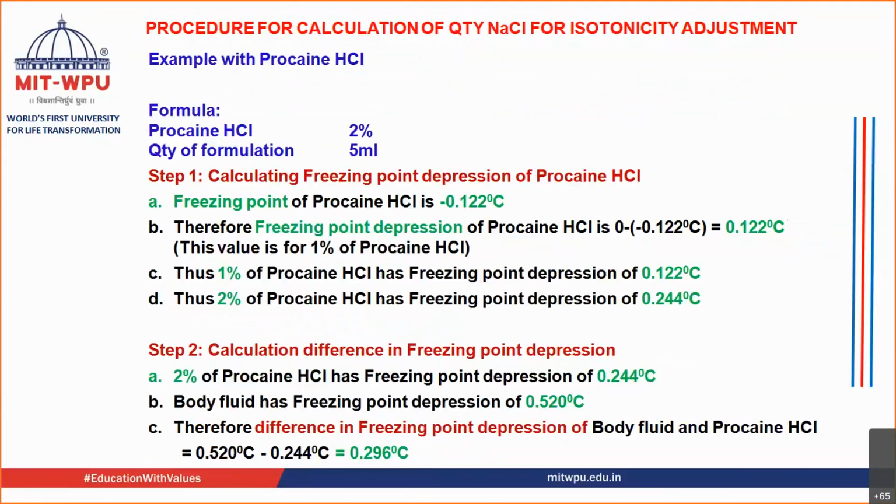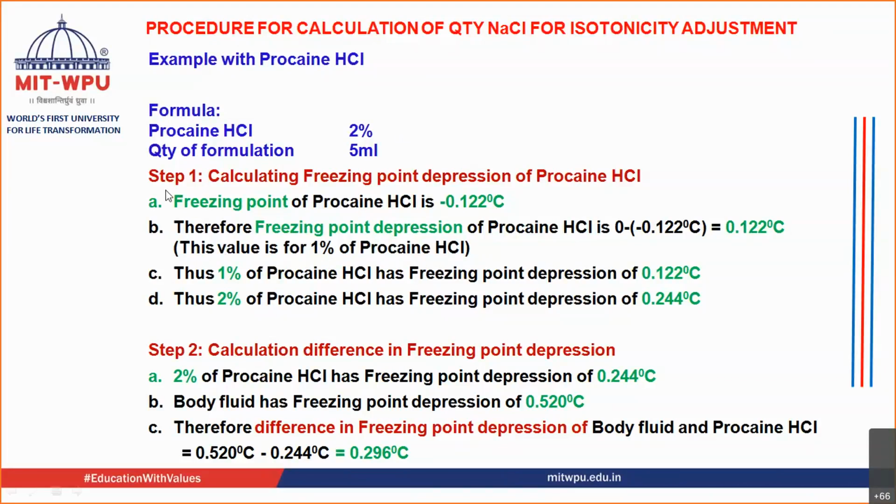Now both freezing point depression and isotonicity are colligative properties. As they are both colligative properties, once you adjust one, the second would be adjusted automatically. Hence we are trying to adjust the freezing point depression over here. As soon as you adjust the freezing point depression, your isotonicity is also going to get adjusted. That is the principle that we are going to use. Okay, let us go with step 1.